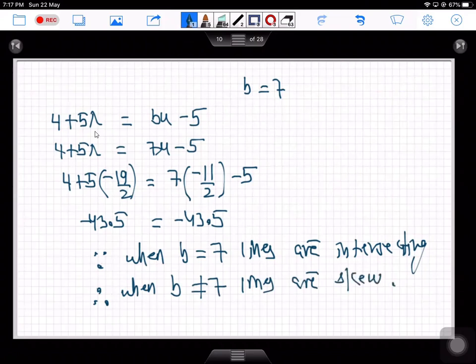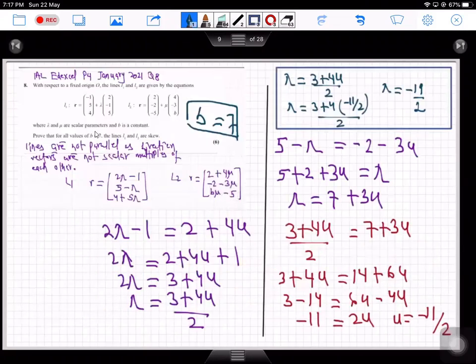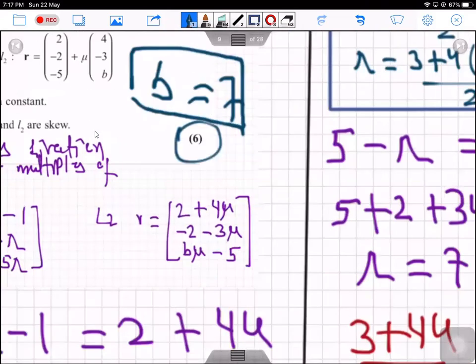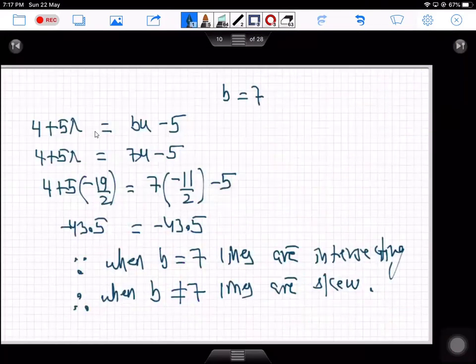This is supposed to be your final answer and complete working for this question. And this complete question is worth about 6 marks. So since when b is equal to 7, the lines are intersecting, therefore, when b is not equal to 7, the lines are skew.